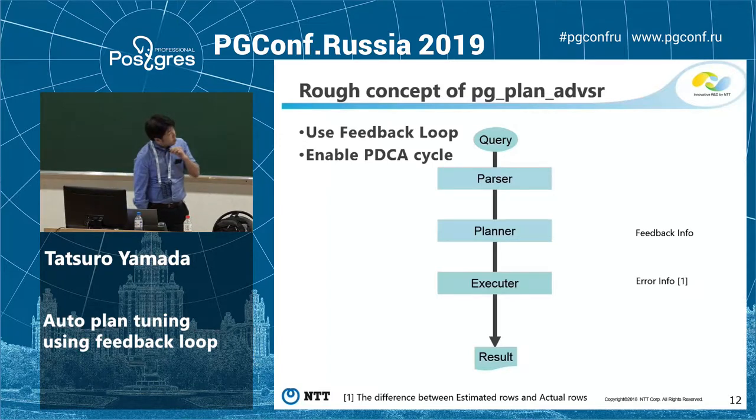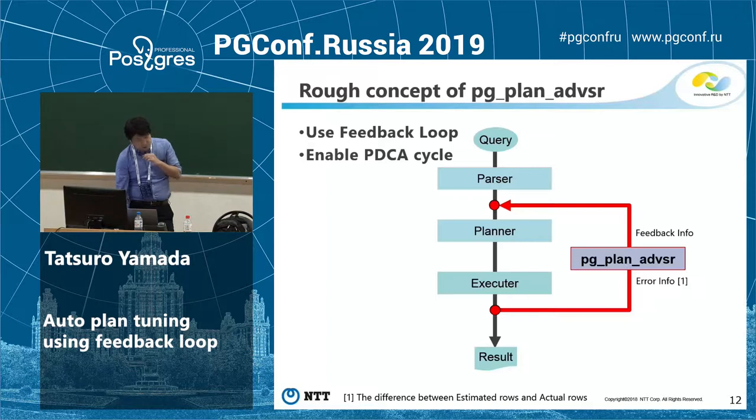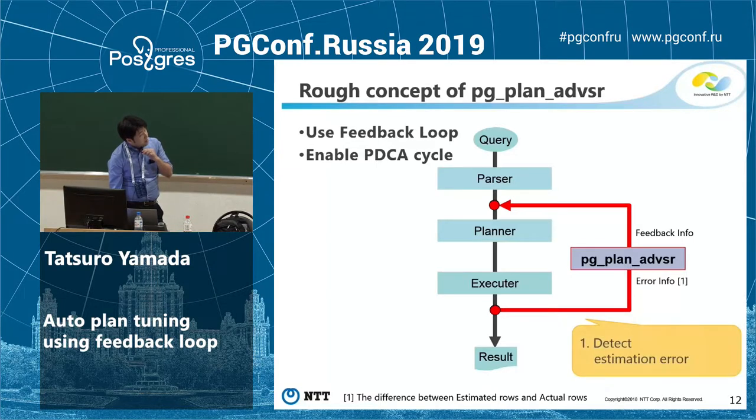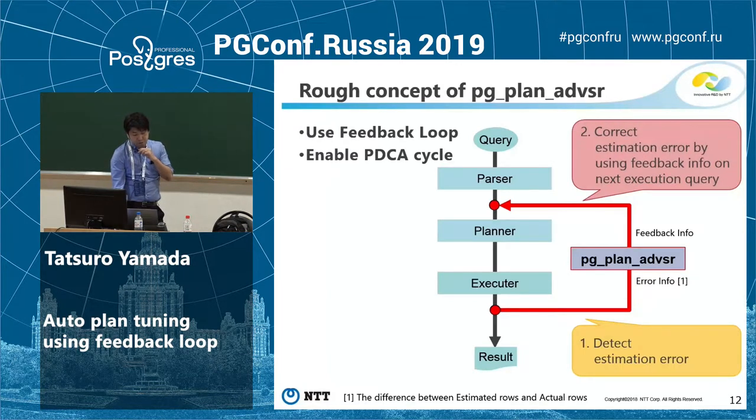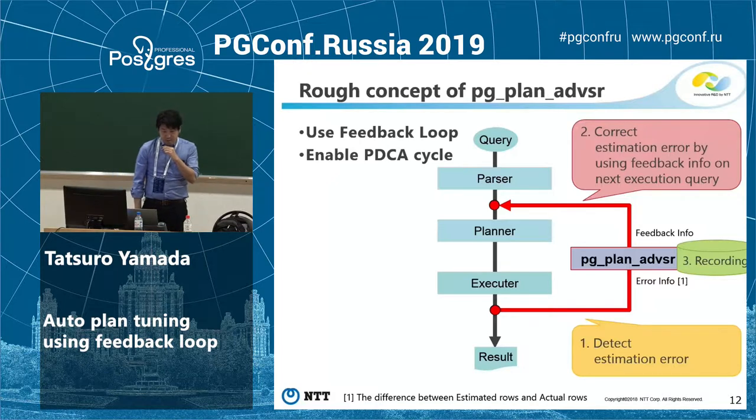As you know, there are some processes to execute a query in Postgres. I added a feedback loop by PG Plan Advisor like this. It offers three features. One, detect estimation error. Two, correct the error by using feedback info on the next query execution. Three, record all information such as plan, execution time, hints. By using this extension, Postgres is able to use a PDCA cycle to improve a plan.